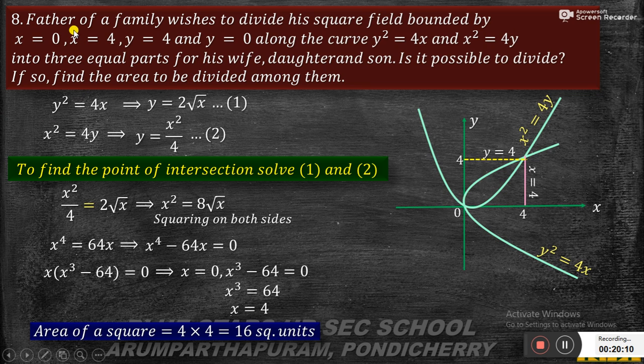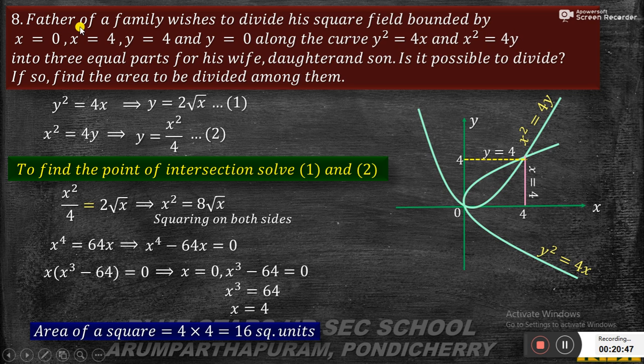So you see here, the father of a family, that means there is one family, with a father, a mother, a daughter and a son. So totally 4 members. The father decided to divide the field into 3 parts. The father wishes to divide his square field bounded by x equal to 0, x equal to 4, y equal to 4, y equal to 0, along the curves y square equal to 4x and x square equal to 4y, into 3 equal parts.